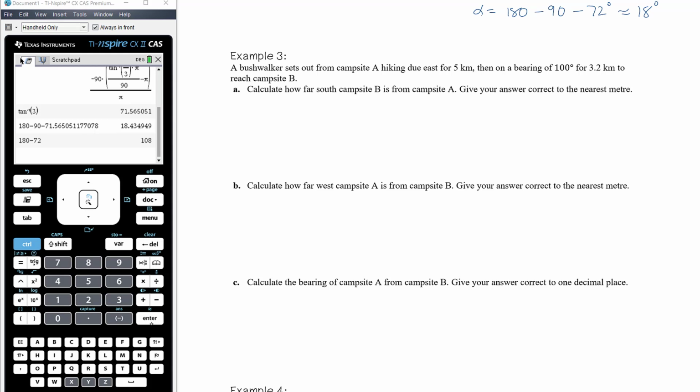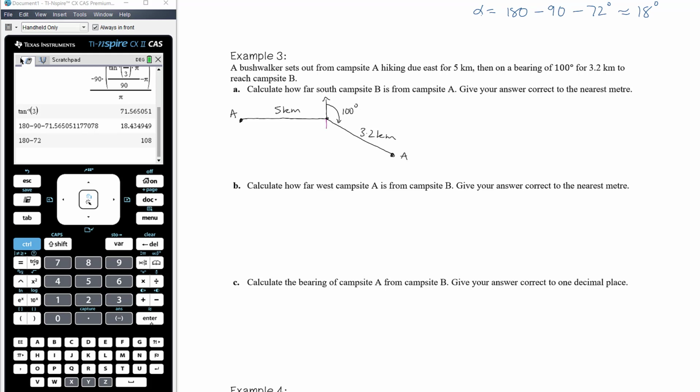So sets out from A, hikes due east till it gets to some point, that's 5 kilometres, and then on a bearing of 100 degrees. Okay, so facing north, turning clockwise for 100 degrees, we're going to go past 90, so we're going to head out down this way for 3.2 kilometres. And then this will be where campsite A is. Calculate how far south campsite B is from campsite A.